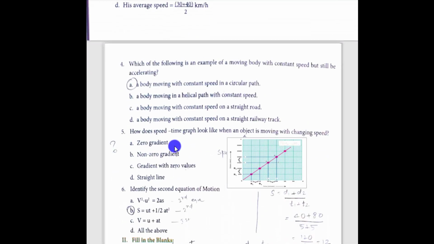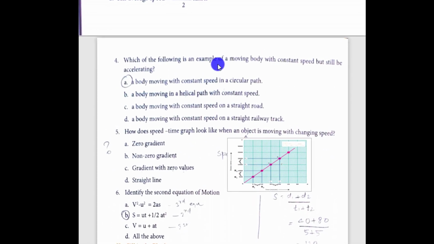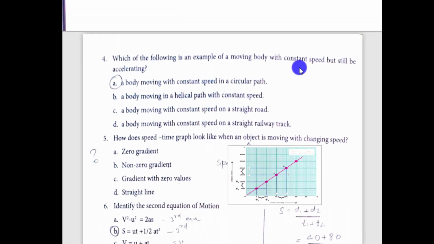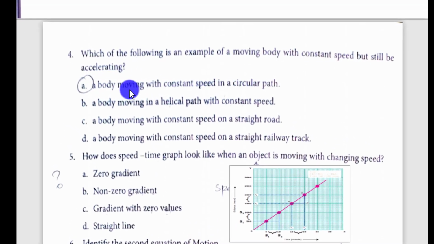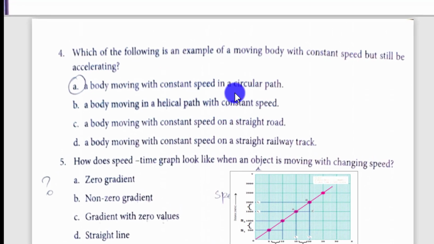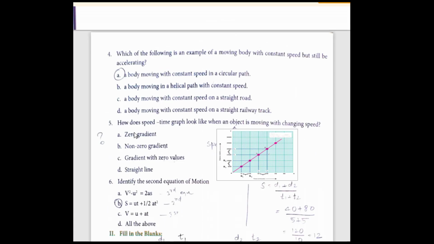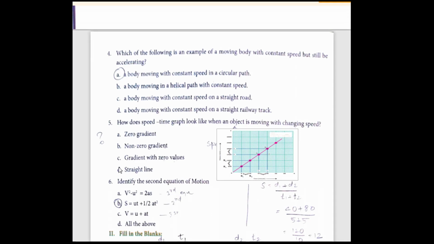Okay. Now let us come to the other part, which of the following is an example of a moving body with a constant speed but still accelerating? A body moving with constant speed in a circular path. And how does the speed-time graph look when an object is moving with changing speed?